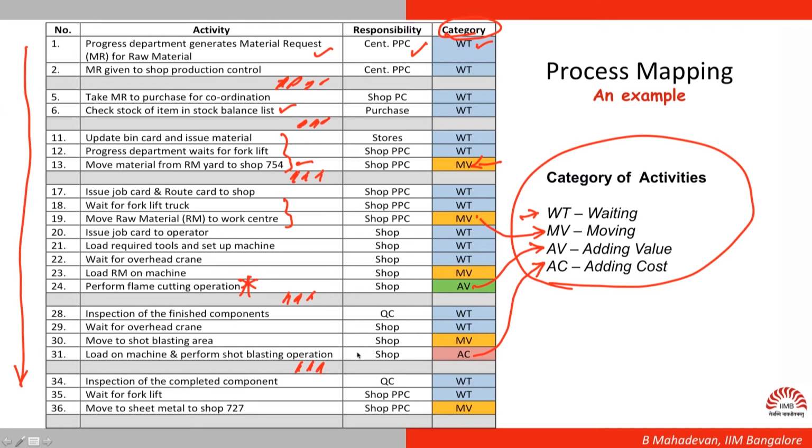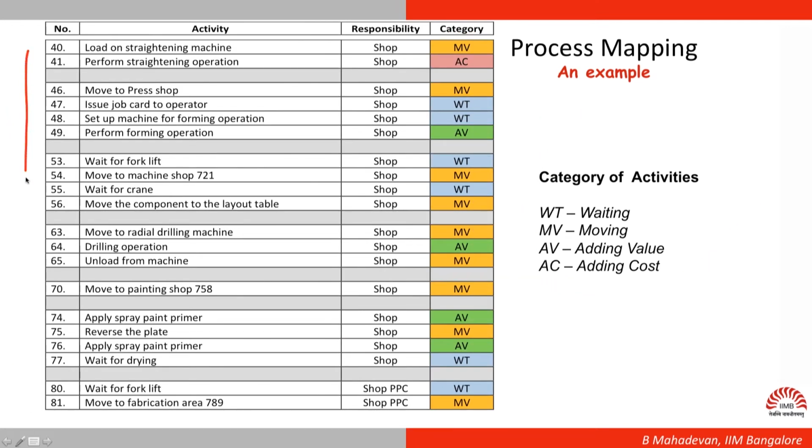Then there is an interesting operation called adding cost. Why? Because it is reworking. This flame cutting is not done properly, so it's a rework. It is moved to a shot blasting area and then its finish is improved. So this is adding cost because of rework. So it goes on like this. You have listed up to 36 activities here, 40, 41 and so on. In all there are 81 activities before this is completed and moved to the fabrication area where final processing is done. So this is a typical process mapping exercise in which we list all activities one after the other.